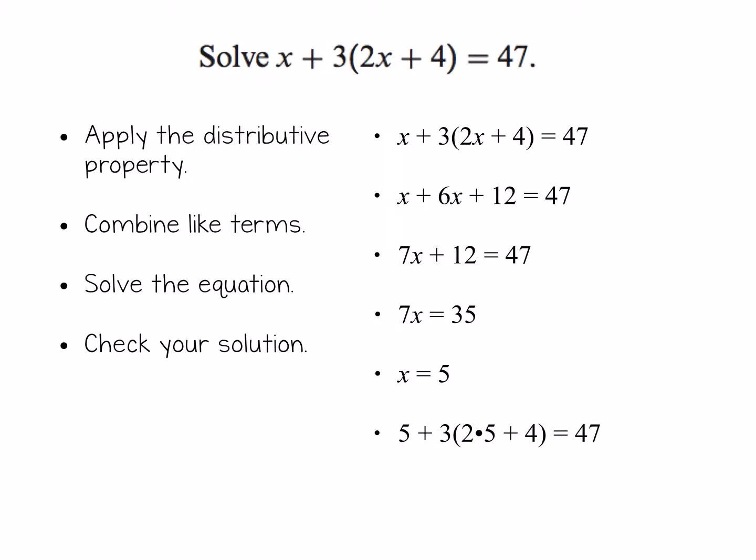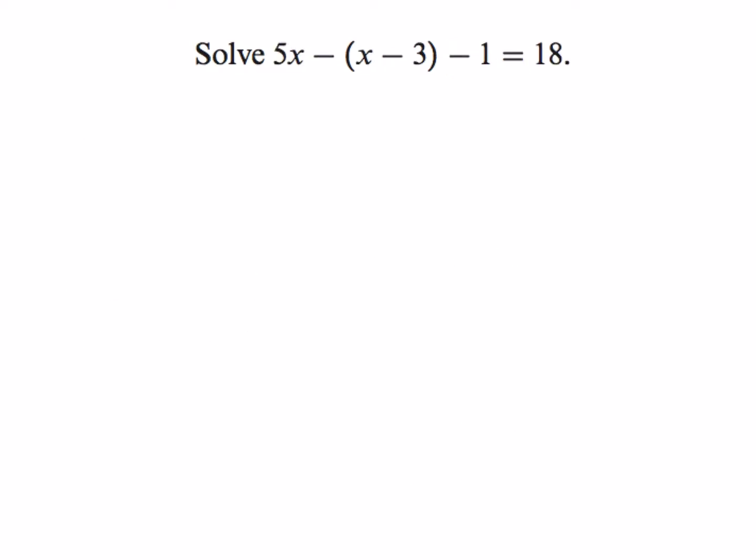Let's follow order of operations, and inside the parentheses you get 14. Order of operations, 14 times 3 is 42, plus 5 is 47, and that checks out. Okay, so one last style problem.